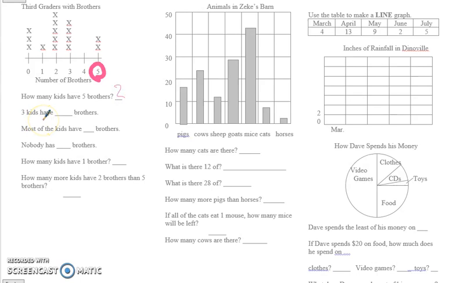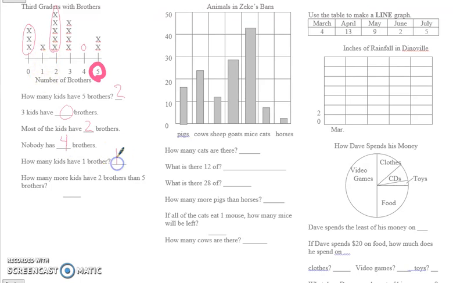3 kids, the kids are the X's, so I'm looking for one that has 3. There they are. 3 kids have no brothers. Most of the kids are in that stack right there. 1, 2, 3, 4, 5 of them. Most of the kids have 2 brothers. Nobody has this many. So there's nobody right there, so that's 4. Nobody has 4 brothers.